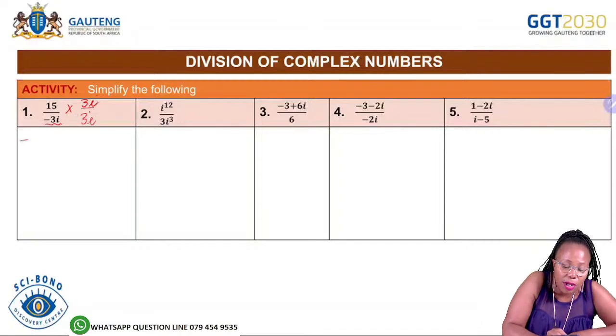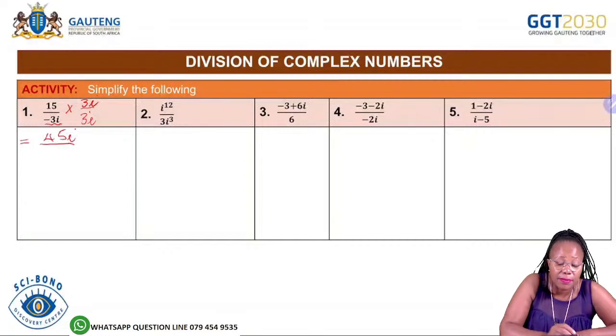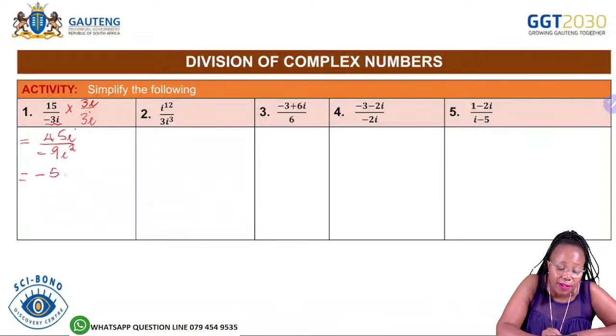And then this is equal to 15 times 3. What is 15 times 3, grade 12? 45i. And then negative 3 times 3 is a negative 9, and i times i is i squared. Simplifying this, 9 into 45 goes 5 times, and this will be negative 5i. But remember below we have an i squared, and an i squared will be negative 1. So a negative times a negative is a positive 5i.